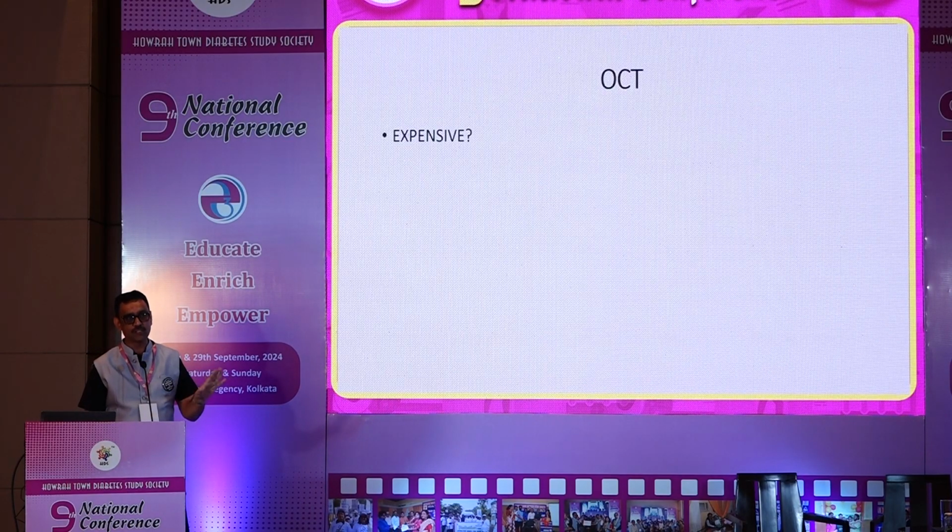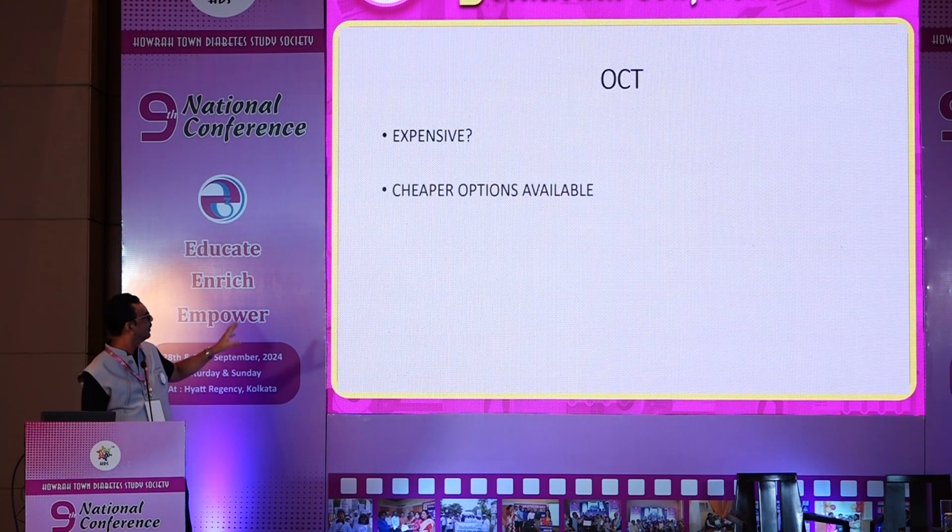OCT is optical coherence tomography. I mean, we are so used to it. There are cheaper options available now. The Indian ones have come up, which are, let's say, one third the price.